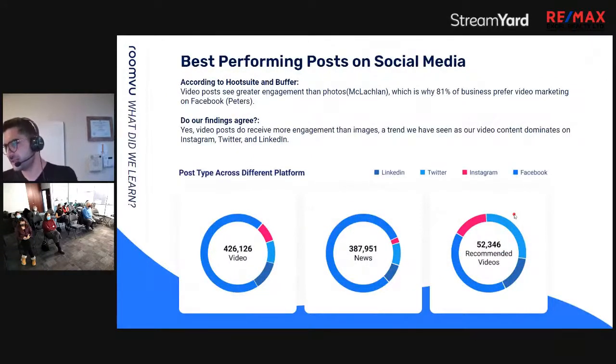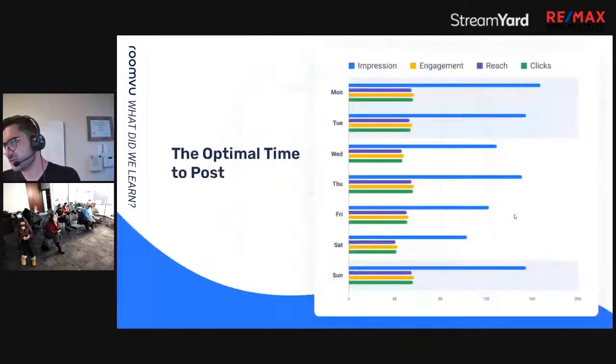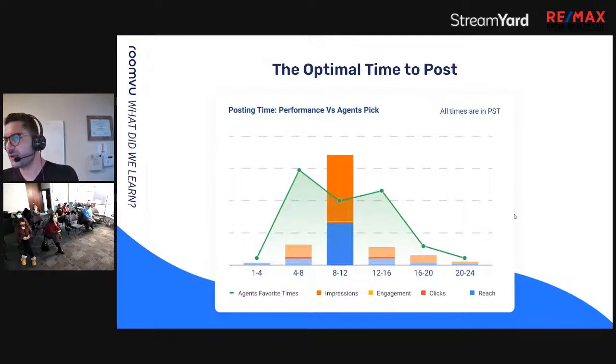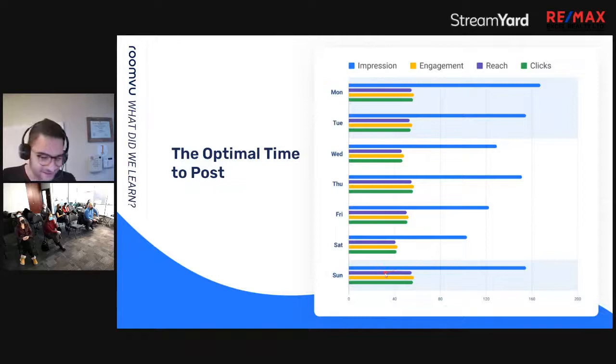So let's go back. I'll come back to these, but there's something else that I want to show you, and that is the optimum number of posts that you should do on social media. So optimal time to post. This is interesting. So the best time to post is actually Sunday and Monday. I know we don't want to post on Sunday because we're doing open houses and spending time with family and so on. But really, the optimum time to post is on Sunday, and you get a lot more impressions.